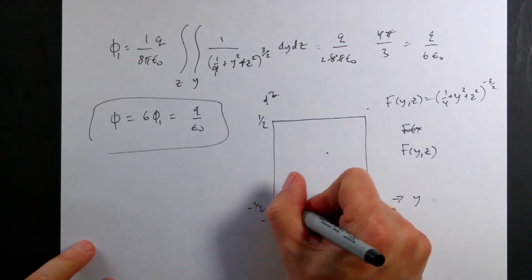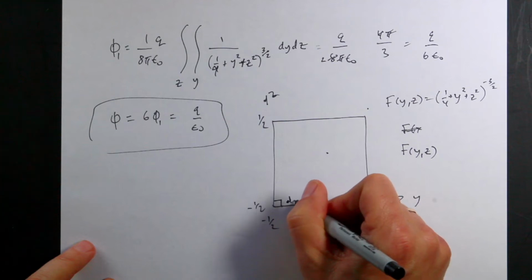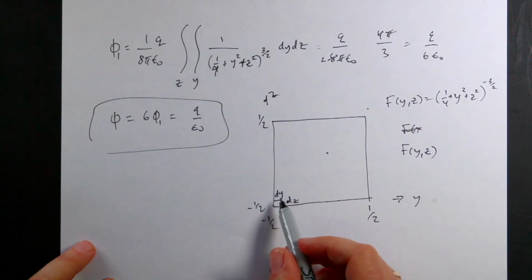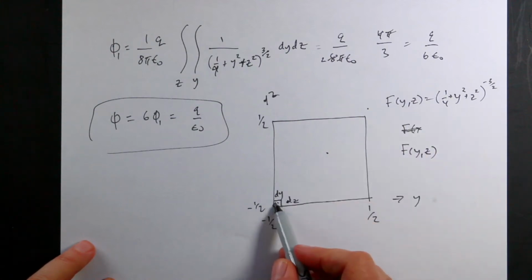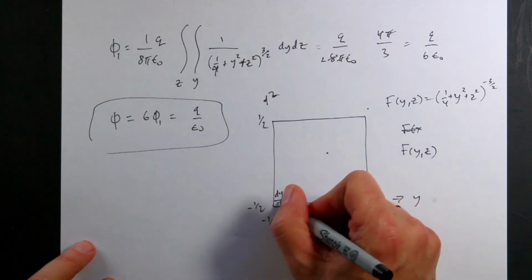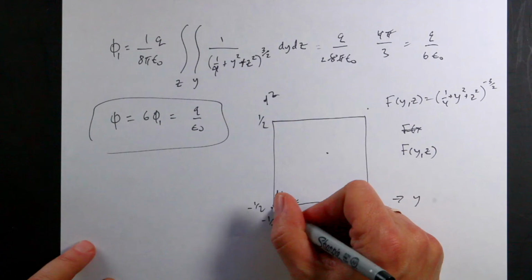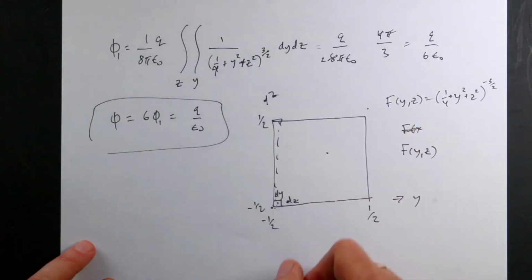So if I start right here and I pick a little square that has a width of dz by dy, and I have actual sizes for those, so let's say it's 0.1, I can calculate the flux through that piece because I assume that function's constant over that whole tiny little square. And then I just keep doing that from z equals negative 1/2 all the way up to there.